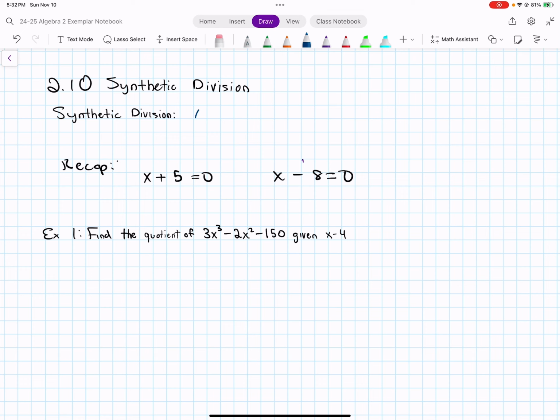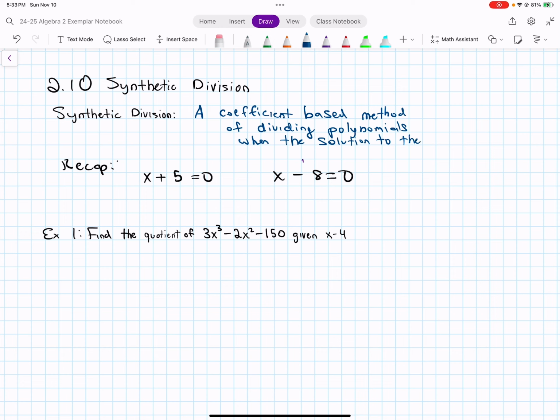And so synthetic division is a coefficient-based method of dividing polynomials when the solution to the divisor is an integer.